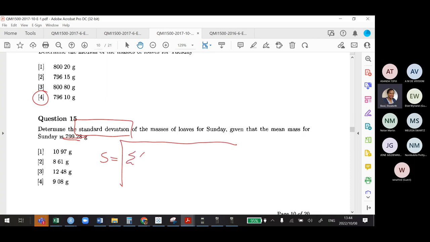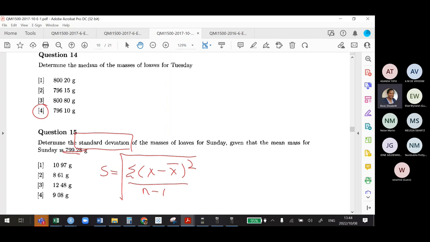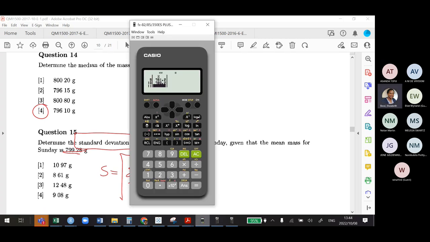of the sum of your X minus the mean. So they gave you the mean. Divide by n minus 1. I got 8.61. So let's see if we also get 8.61.